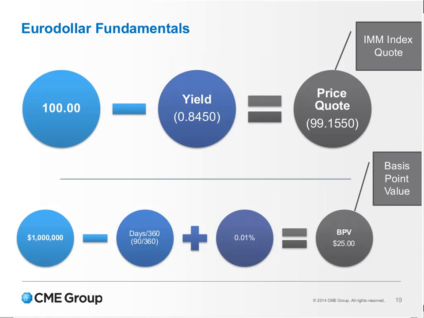So again, let's refresh this idea of pricing. We're always looking at how we get our IMM index quote. That comes from taking our benchmark of 100, subtracting the yield, and we come up with our pricing quote. So now we can understand how these are quoted. When I call up a June Eurodollar future on the Trader Workstation, what am I looking at? I'm looking at a price quote. How do I determine yield from that? It's the difference between 100 and the price quote. And a one basis point move, going from 99.15 to 99.16, equates to $25. We trade in half ticks, so that would be $12.50.